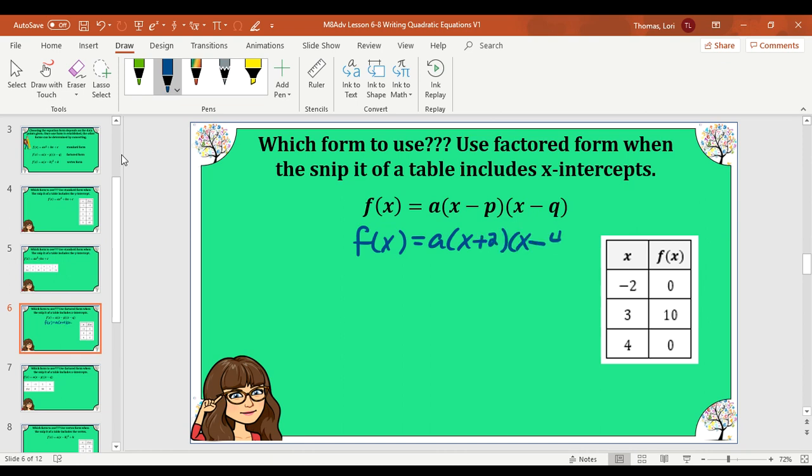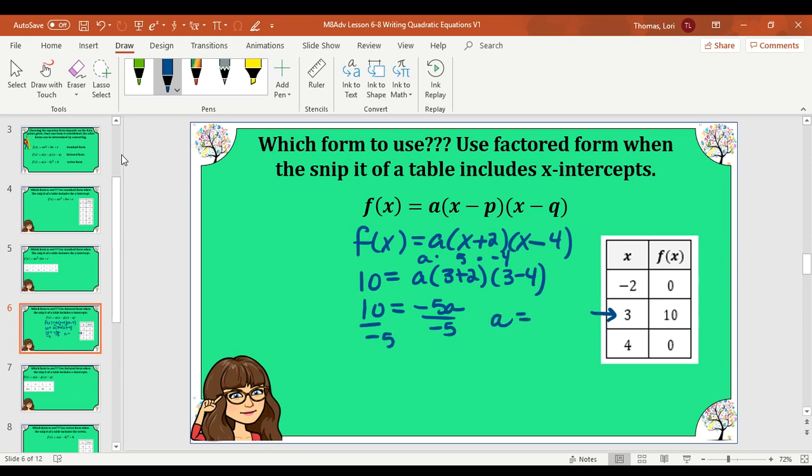x minus 4. Now we're going to take this point to plug in 3 for x and 10 for f of x. And now we're going to simplify the right side. So this is 3 plus 2 is 5, times 3 minus 4 is -1, and times a. So 5 times -1 is -5 times a. And now we're just going to solve for a. So we have to divide both sides by the -5, and my a value is -2.